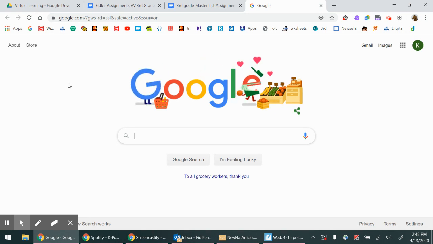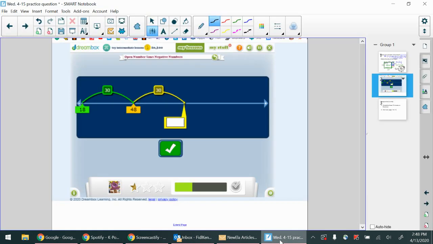If you're trying to log in and it's not working, you need to contact your teacher and they will let you know what your username and password are. Okay, because some of yours, especially if you used Dreambox in like first or second grade, you might still have an old username and password. Don't worry, we will figure it out if you don't have it.